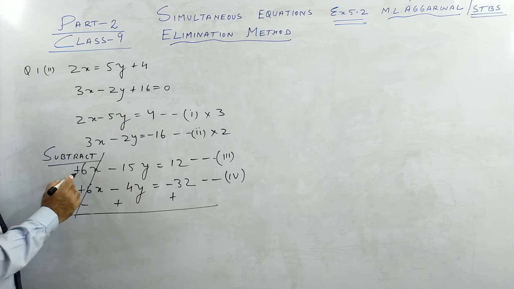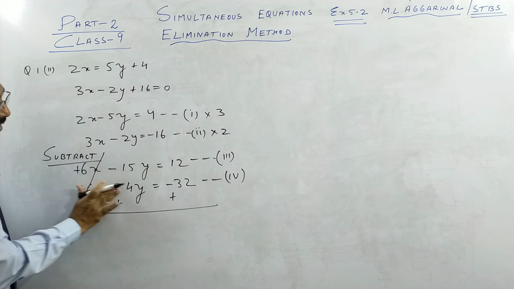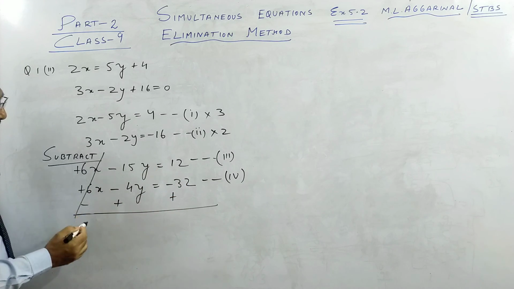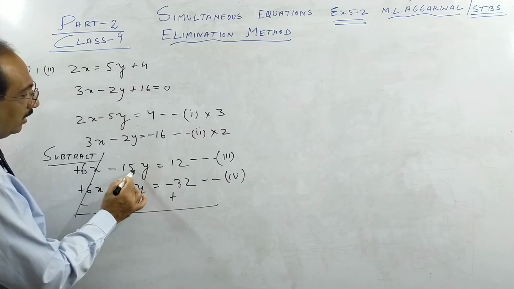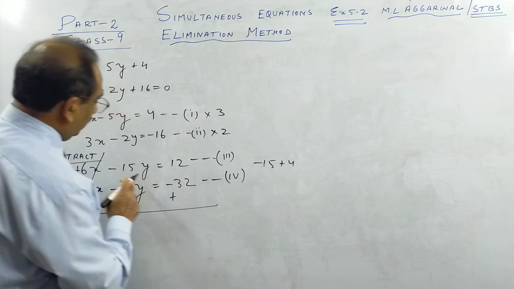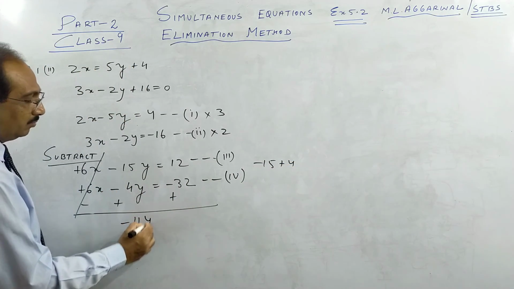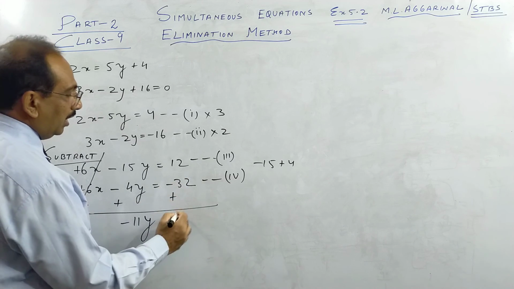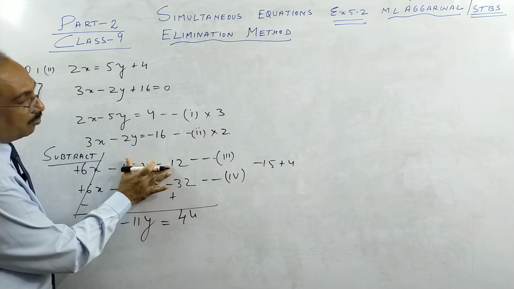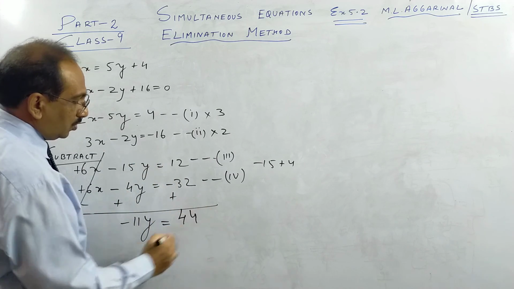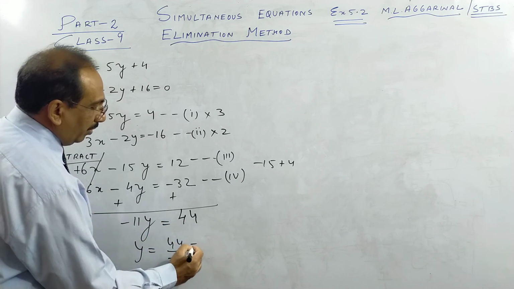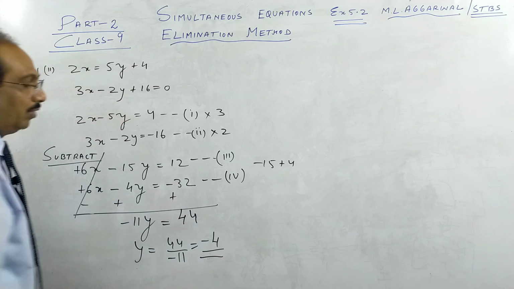So this will cancel. Plus 6x, forget, don't see this plus. Now all these signs you forget. Second line signs: plus 6 minus 6 you get 0. Here minus 15 plus 4, these are coefficients of y, you get minus 11. And this, if you add, forget this, don't see the minus. Plus 32 plus 12 is 44. So y is 44 by minus 11, y is minus 4.